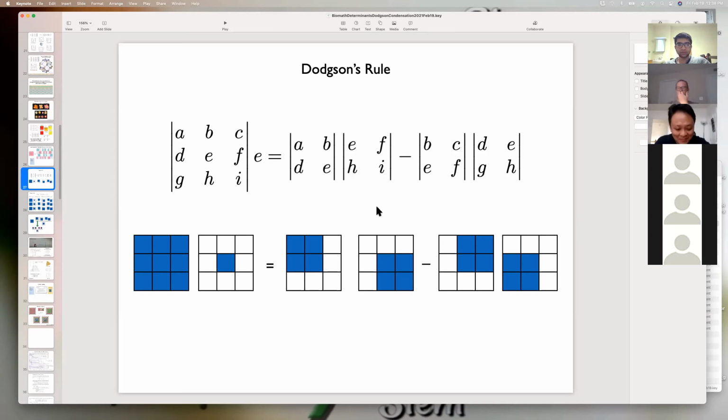So this one was cool. This one goes by the name of Dodson's rule. This is also developed by Lewis Carroll. So this determinant times the central element is equal to the determinant of these subdeterminants. It turns out that this is called Dodson's rule because this is basically one of the identities used in the Dodson condensation method of calculating determinants.